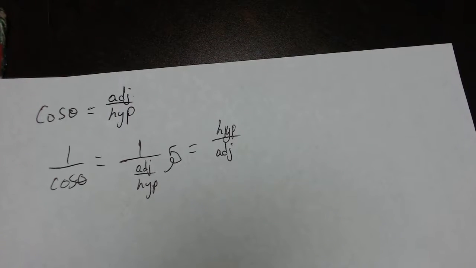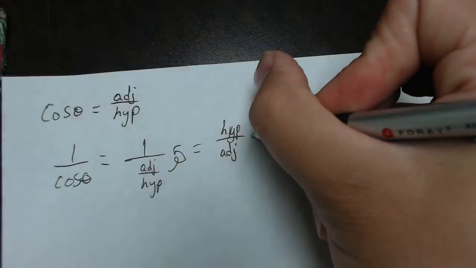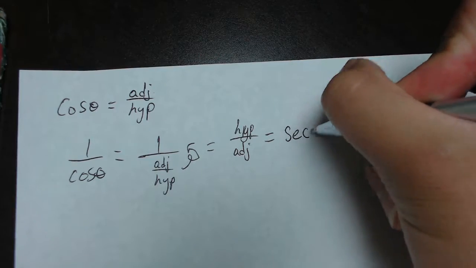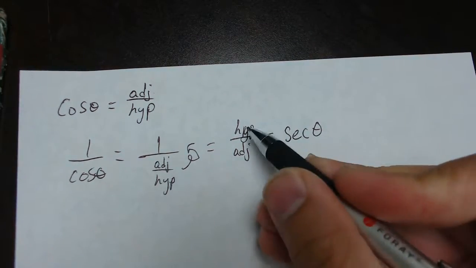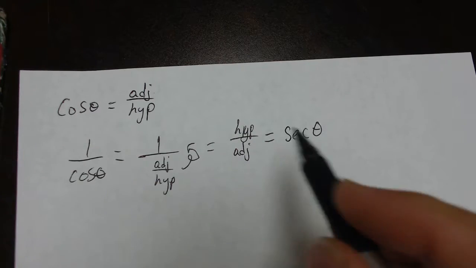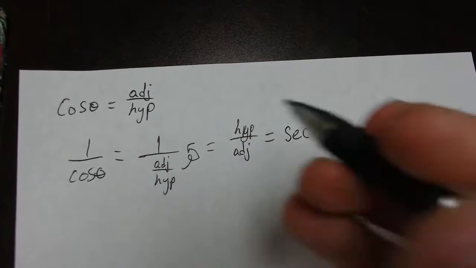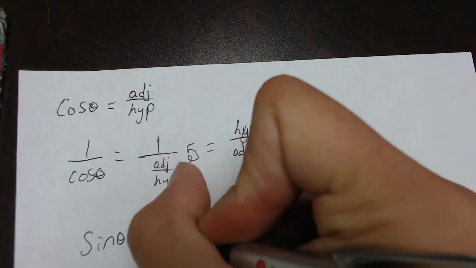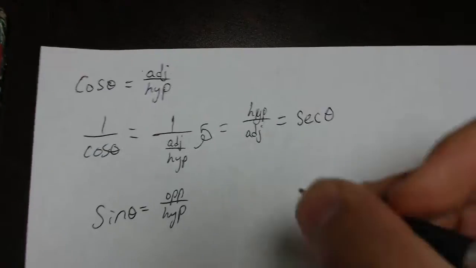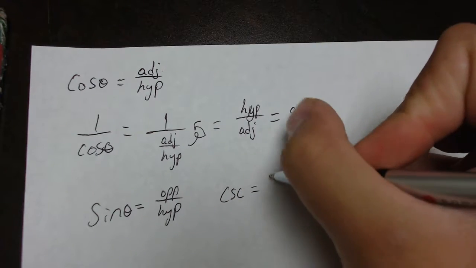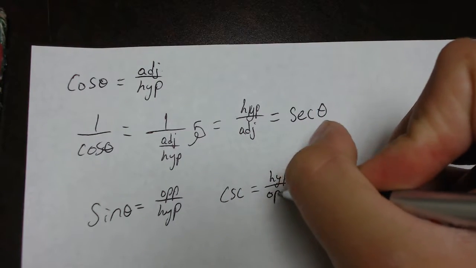Now all of these reciprocal functions have specific names. The reciprocal of cosine is called secant, abbreviated SEC. So hypotenuse over adjacent is equal to the secant of theta. So cosine, secant, opposites. Now when it comes to sine, we get the opposite over the hypotenuse, right? And the inverse, or the reciprocal, is going to be called cosecant, which is hypotenuse over opposite.